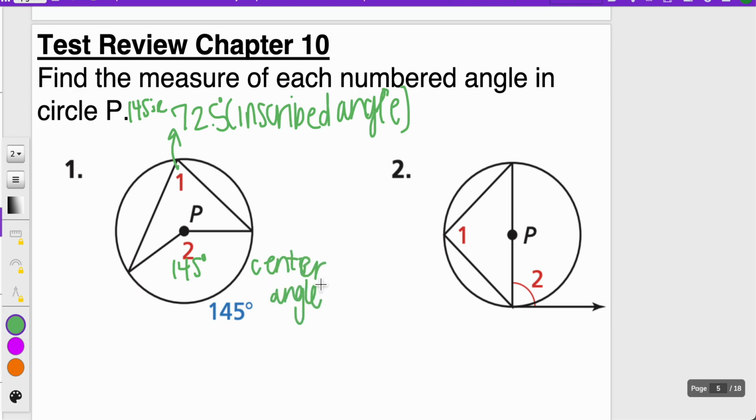Okay, number 1 and number 2 can also be found with enough information. Since number 1 is directly across from the diameter, we can say angle 1 is 90 degrees. And since angle 2 is showing a tangent and we have a semicircle at the tangent, we can also say that angle 2 is also 90 degrees.